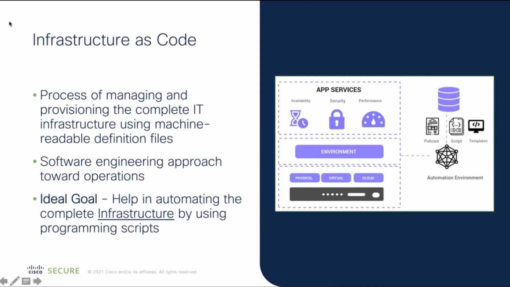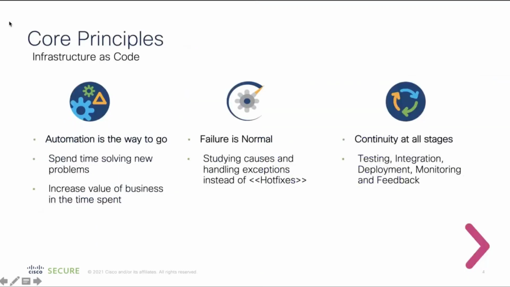Now, how do we do this? The core principle is that automation is the way to go. It saves time, and this is going to be the future. We want to speed up. We don't want to take the time away from everything. Failure is the new norm. It's not something IT people have a tendency to accept a lot of times, but when you write code, failure is the new norm. We want to be able to change the code, be dynamic, always be flexible in adjusting it, and continue at all stages.